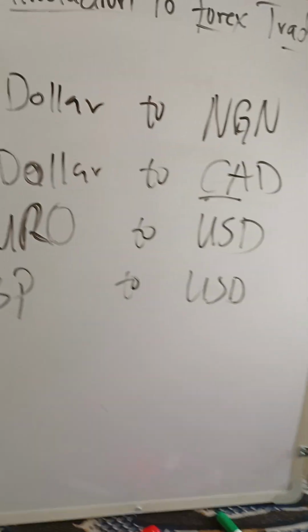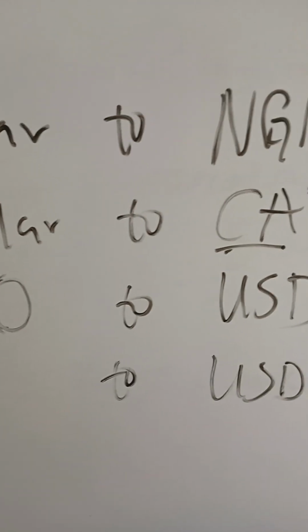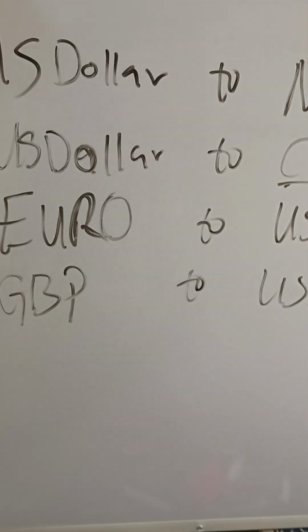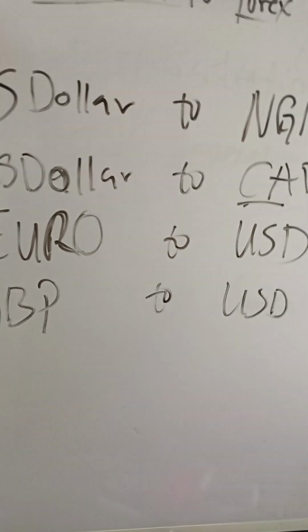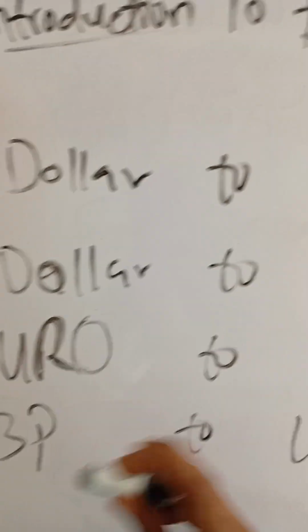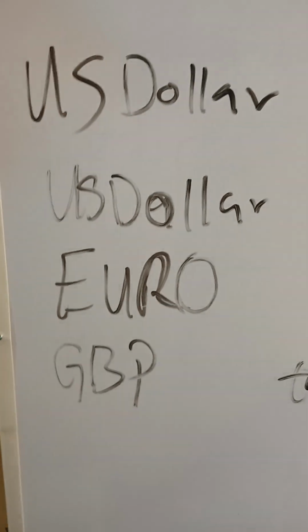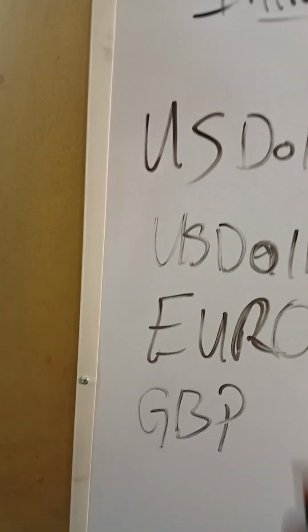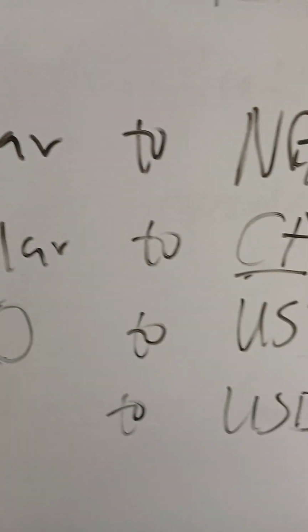You can just link them together. So these are just examples of you exchanging one currency for the other. It's just like you're exchanging your US dollar to your Nigerian naira, for my Nigerian brothers, or you're exchanging your US dollar to the Canadian dollar, right?